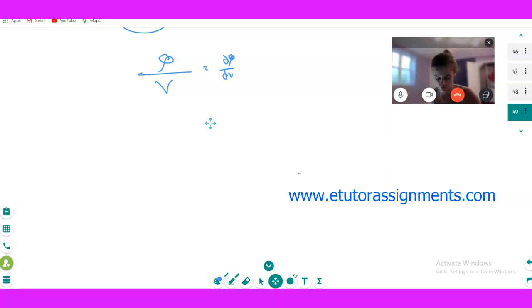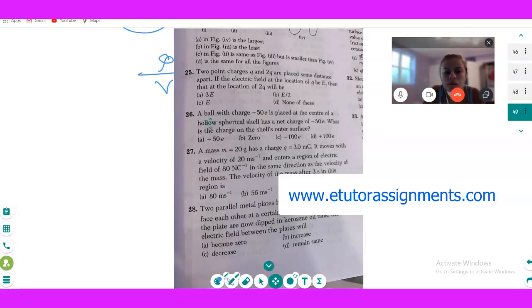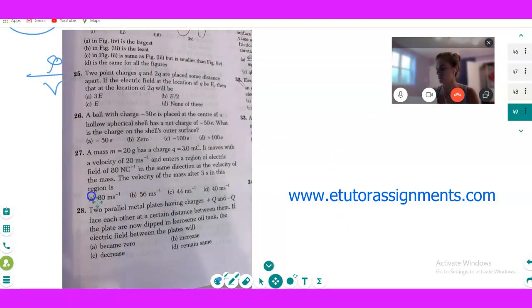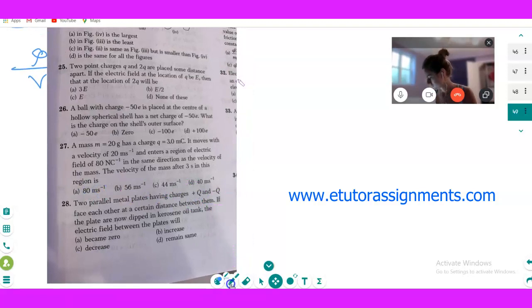Okay. I downloaded this question. You see, it is loading from my side. Okay. Yes, loaded. Yeah, can you read it? 25 number, can you read it?